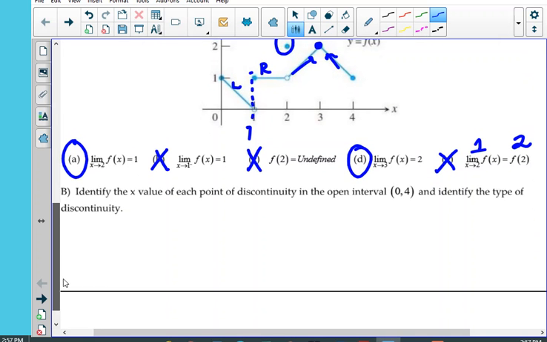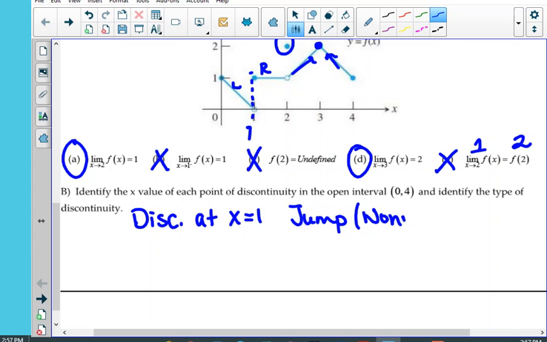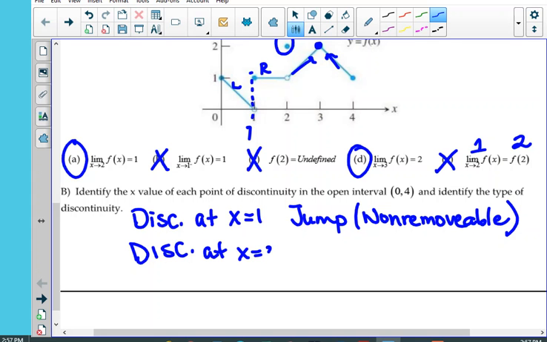So where are the discontinuities? We have a discontinuity at x equals 1, which is a jump or non-removable. And we have a discontinuity at x equals 2, which is a point, removable.